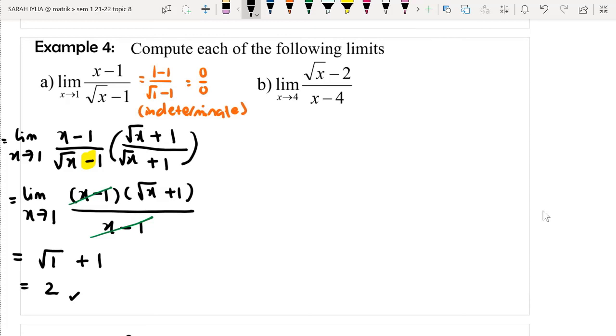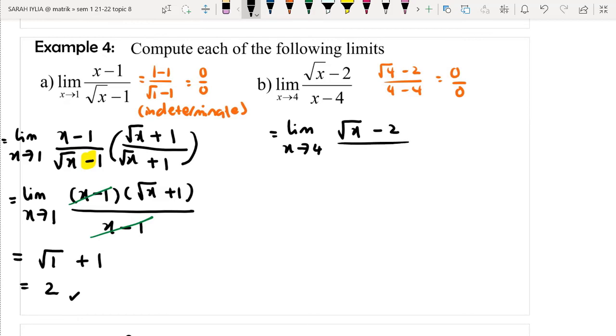Okay, kita proceed B. We have (√x minus 2) divided by (x minus 4) as x approaches 4. So kalau kita ganti kat situ, kita dapat (√4 minus 2) over (4 minus 4). 0 over 0. Indeterminate lagi sekali. Okay, so kita kena multiply conjugate. So, jangan risau, even though the surd lies on the numerator part, we still can manipulate this function. Dia tak kisah surd tu ada kat atas ataupun ada kat bawah. Yang penting kita nak adjust surd tu.